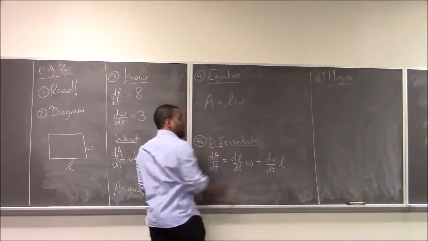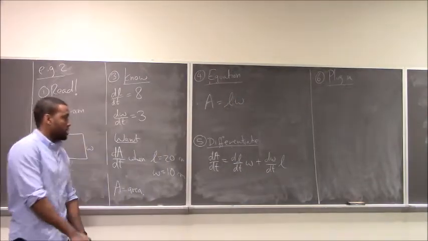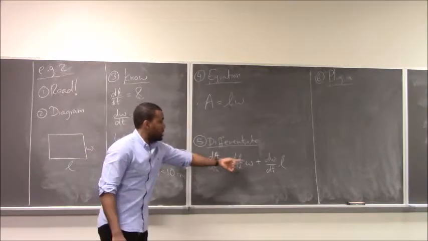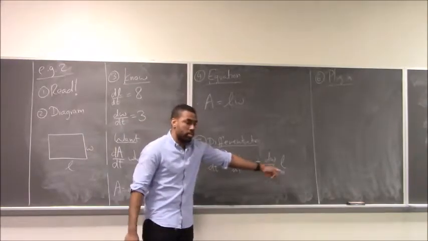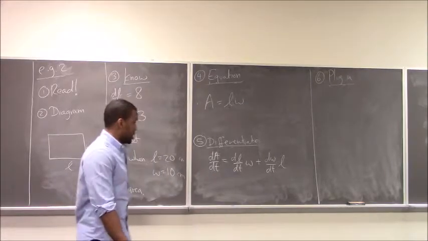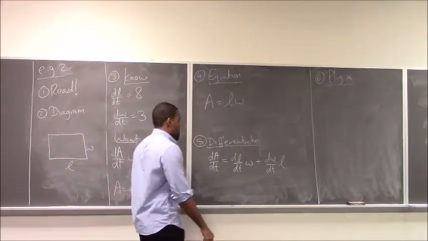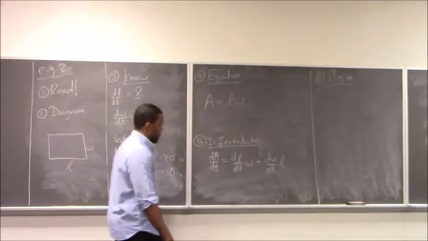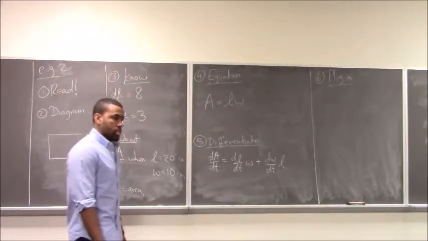I have two functions multiplying by each other, so product rule takes effect. So I differentiate the L, leave the W, plus differentiate the W, leave the L. It's with respect to time, so I have to put dL/dt and dW/dt respectively. So that's the relationship between the rates.